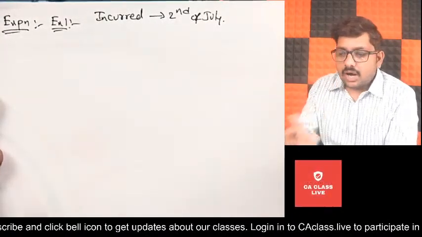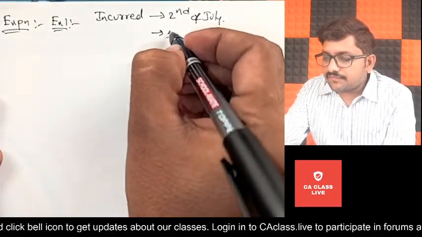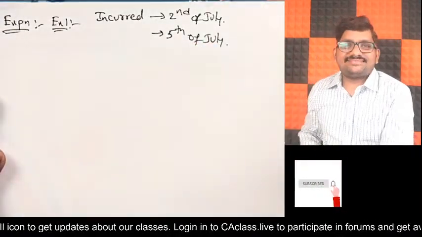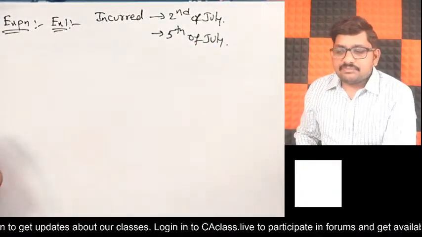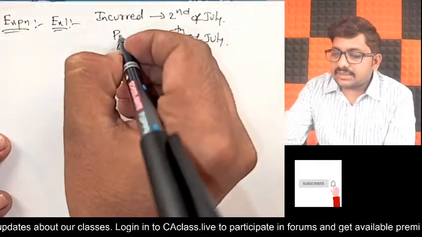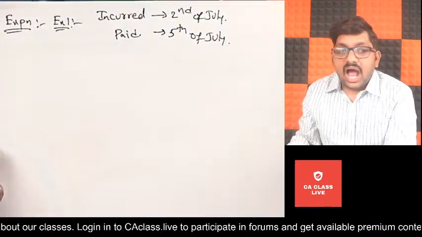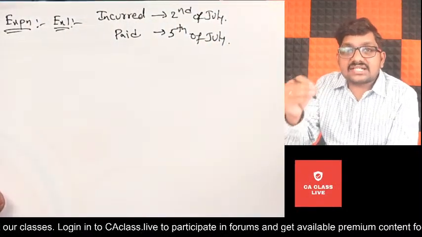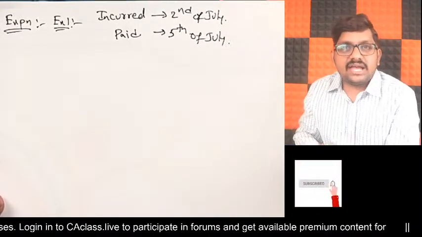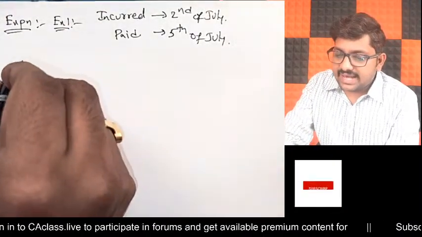Now, friends, imagine I paid it on 5th of July. In this example, incurred on 2nd but paid on 5th of July. Now in this example, how does the cash system recognize my rent expense and how does the accrual system recognize my rent expense, that we will see. Now, friends, let me take dates.